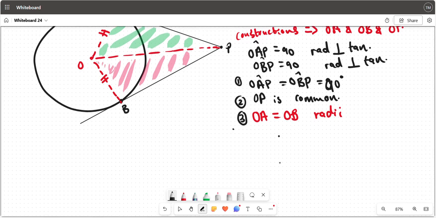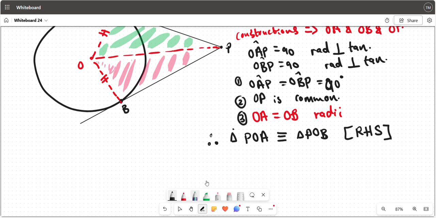Then I can conclude that therefore triangle POA, the one at the top, is congruent to triangle POB. And my reason for that is, again, I had a right angle, I had a hypotenuse that is the same, and I had one more side that is the same. So that's my reason for saying those triangles are congruent to each other.